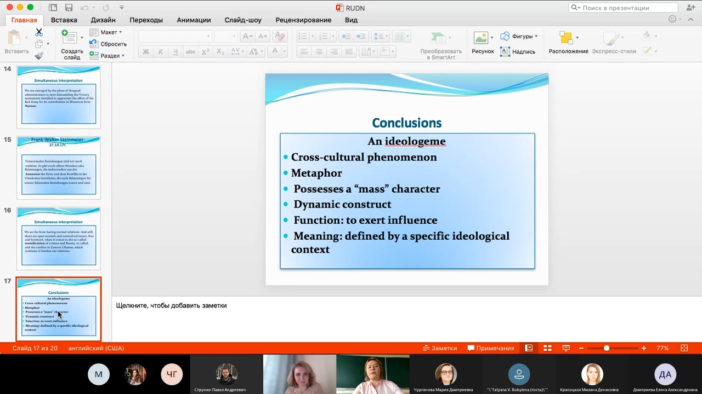So I'm trying to speed up a little bit. What should I point out in the conclusion? On the one hand, these units do not represent an interpreting problem, since as a rule they are translated with collocations formed through calque, for instance, Холодная война, Cold War, Арабская весна, Arab Spring, Цветная революция, Color Revolution, or through transcription in the case of international vocabulary, like multiculturalism, and so on and so forth.